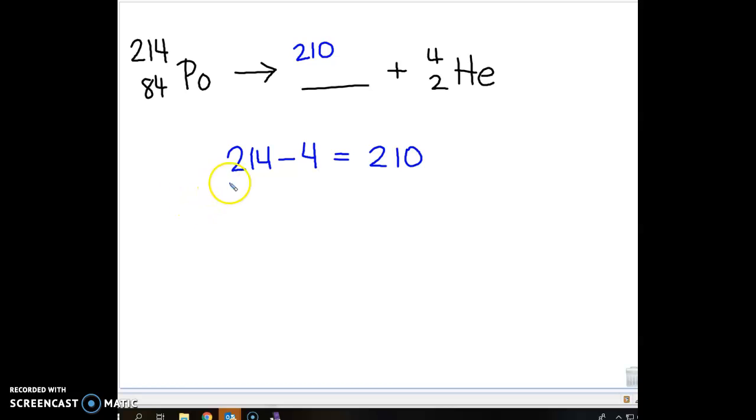Okay. Then I'm going to do the same thing with my atomic number. 84 minus 2, that gives me 82. So my atomic number here, my number of protons, has to be 82. I go to the periodic table, I look for element 82, and I see that that is lead. So I plug that in just like that. Okay.